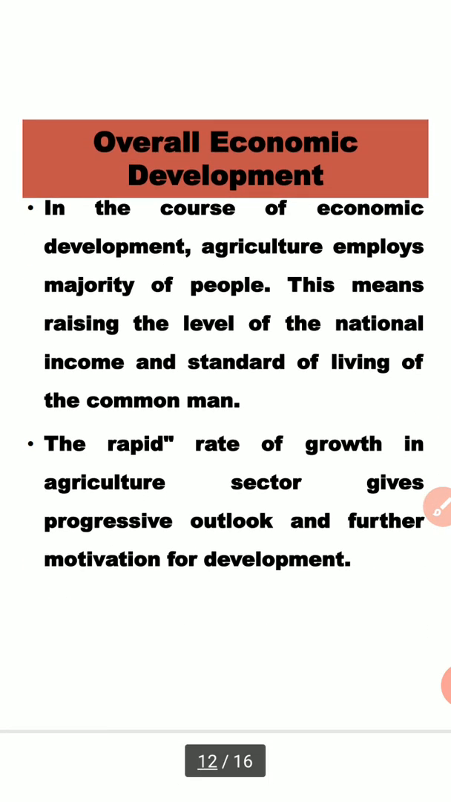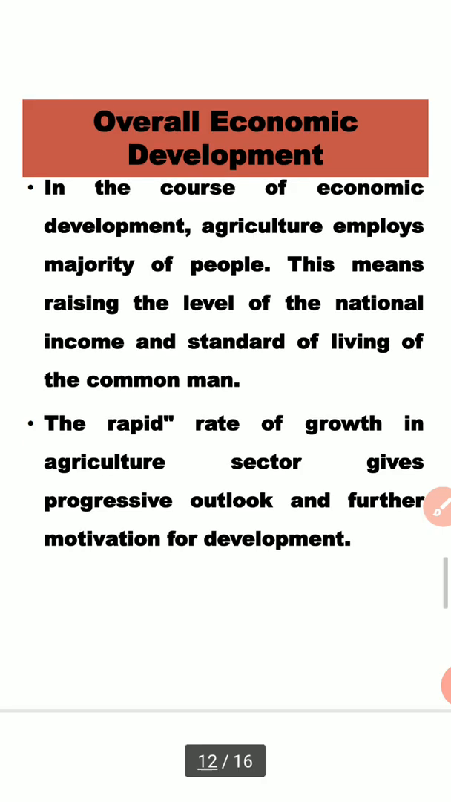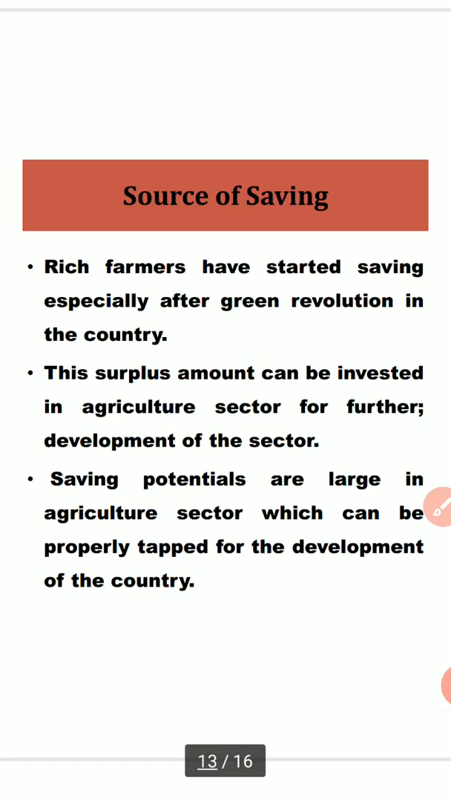Next is overall economic development. For the overall economic development, you need to have development of the agriculture sector, because it employs a vast majority of people, and it helps in increasing the national income and the standard of living of the common people living in rural areas. A rapid rate of growth in the agriculture sector gives a progressive outlook and further motivation for development in the country.